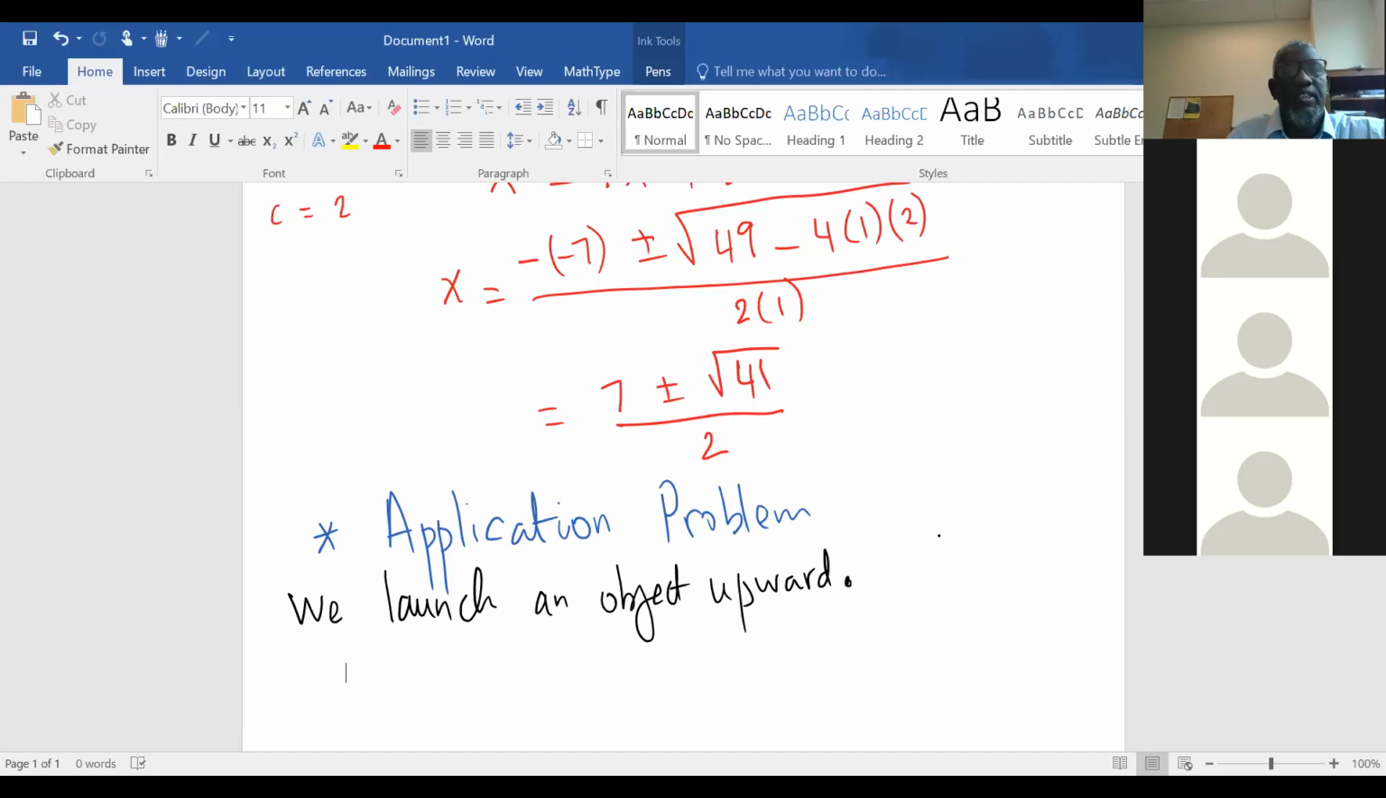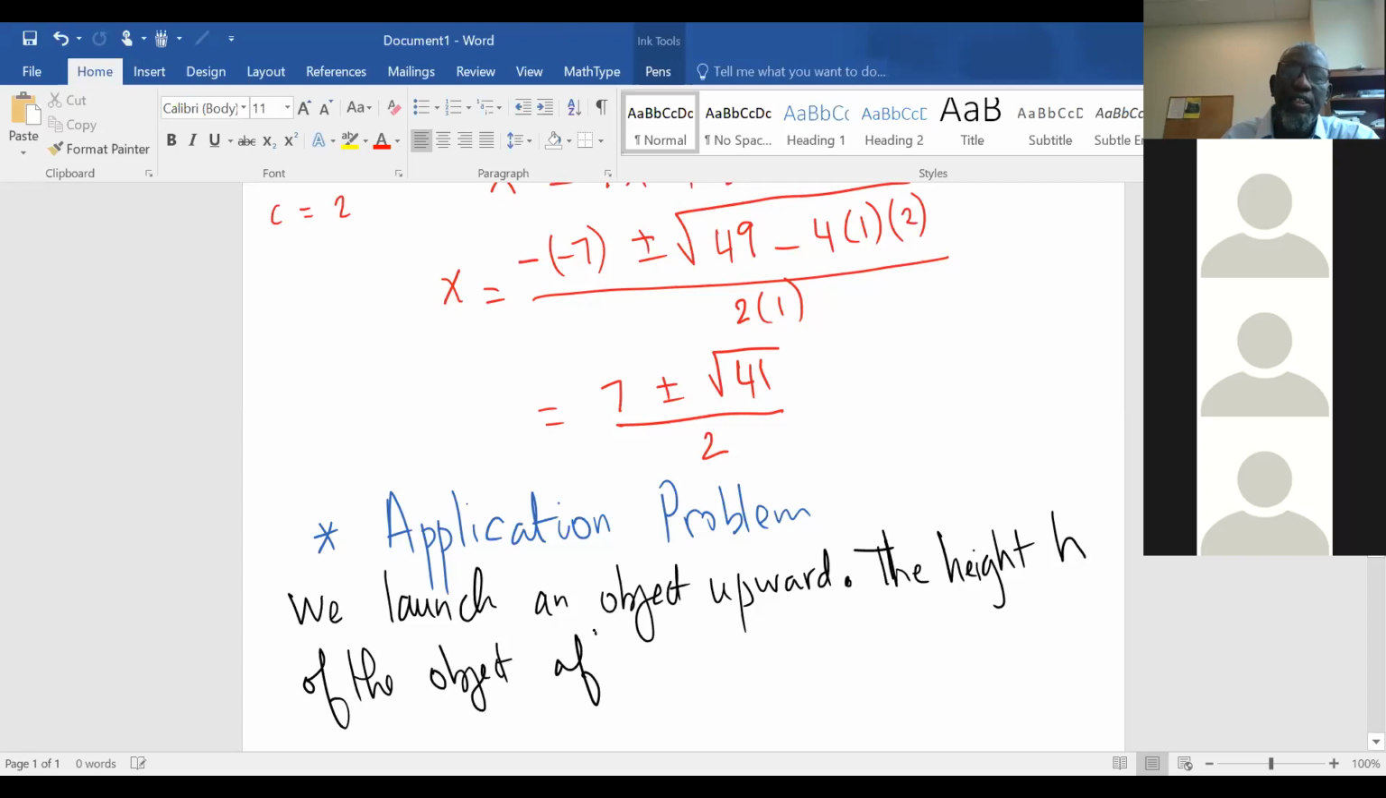So it's telling me the height h of the object after t seconds of the launch.